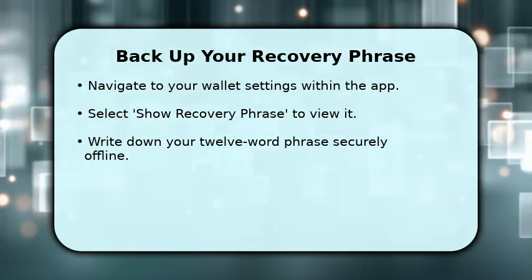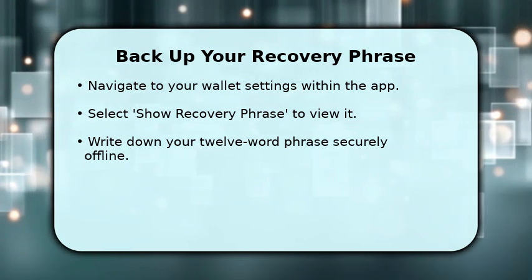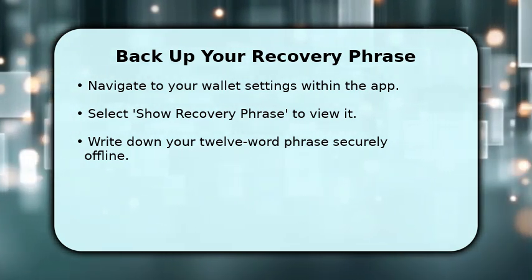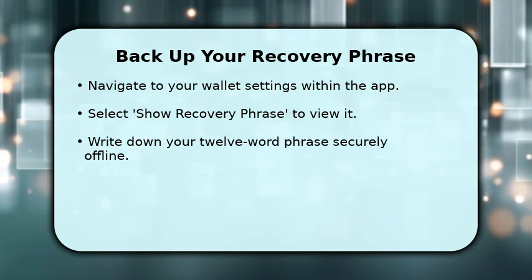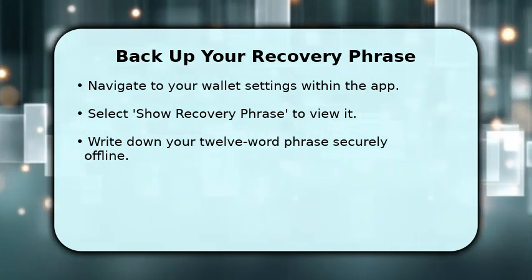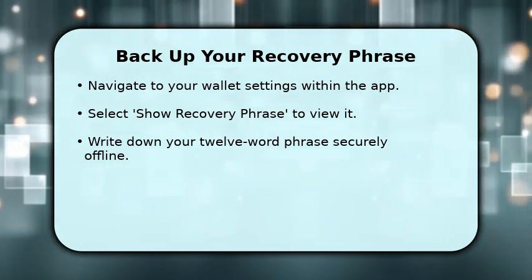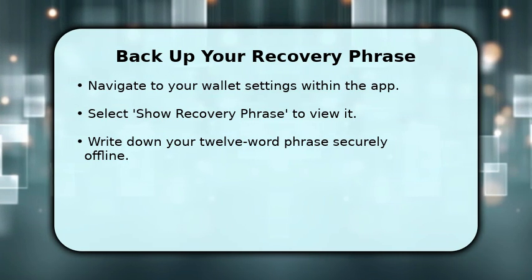Open your Trust Wallet app and go to the Settings menu. From there, select Wallets and then tap the three dots next to the wallet you wish to manage. Choose Show Recovery Phrase and carefully write down all 12 words in the correct order. Store this phrase in a secure, offline location, as it is vital for restoring your wallet.